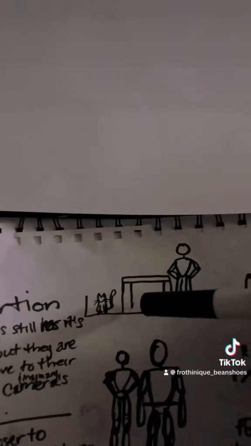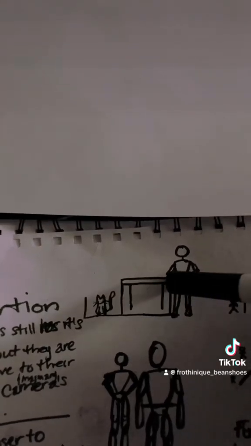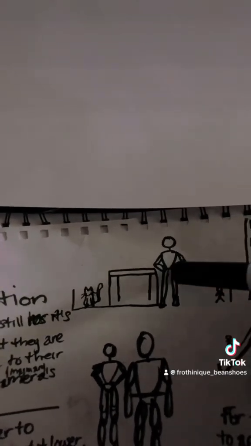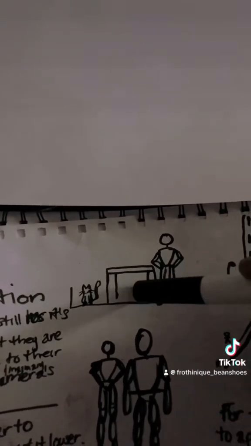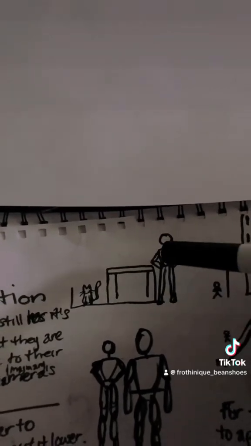The cat is both shorter and smaller than the table and the human. The table is both wider than the cat and the human, and taller than the cat, but shorter than the human. And the human is thinner than the table and bigger than the cat, but taller than the table.